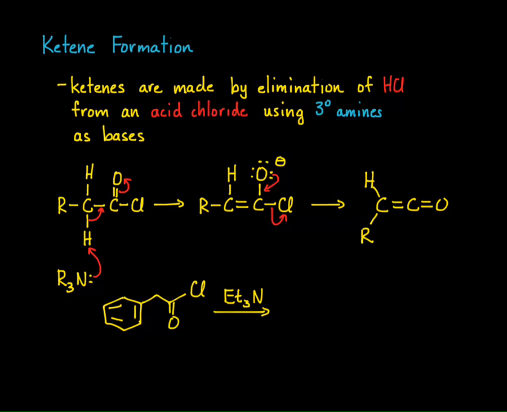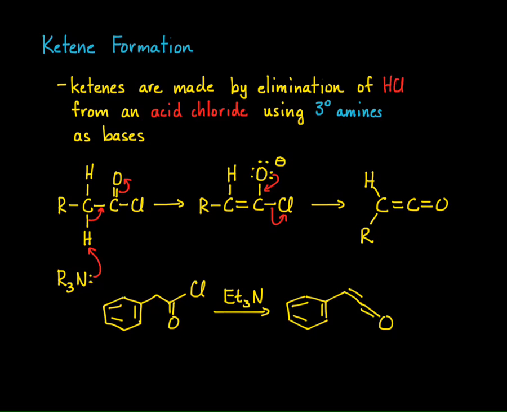And I treat this with triethylamine. I could use triisobutylamine. I could use tri-tert-butylamine. Any of these types of tertiary amines will work. And I get a ketene. And keep in mind, ketenes, that carbon is sp hybridized, so we have this kind of linear structure, very similar to that of accumulated dienes and, of course, alkynes, right?